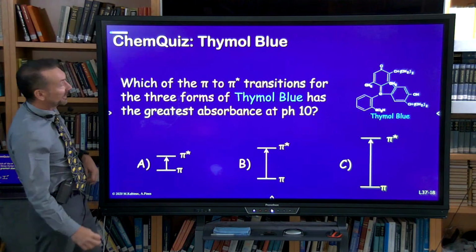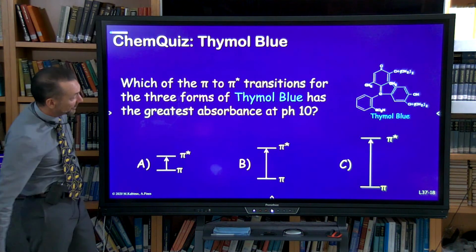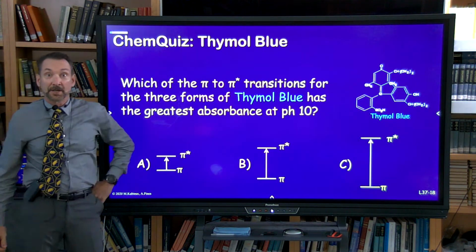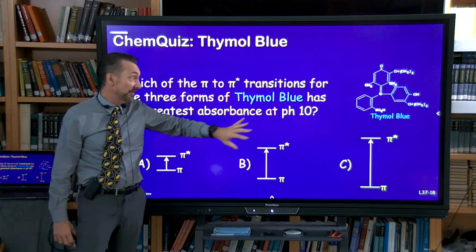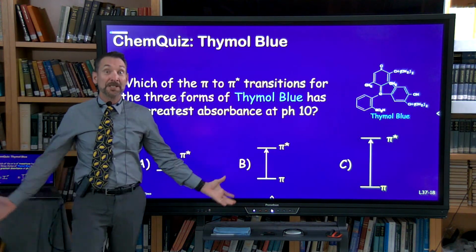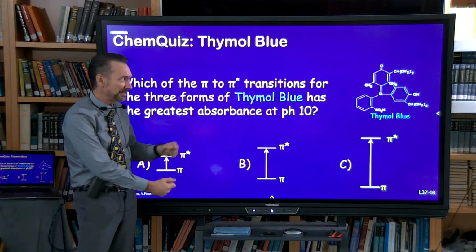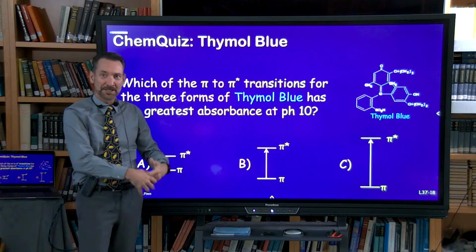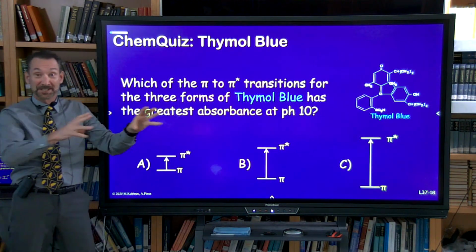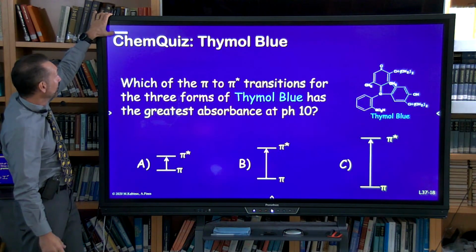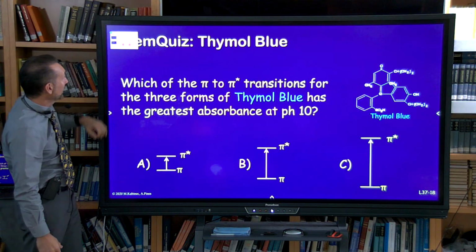Okay, let's come back together here. Push a button if you have not yet. There's 5 or 10 of you that have not pushed a button. Tell me what you're thinking. This is quite a challenging one and really going back. So we're talking about pi to pi star transitions. We're talking about acid-base chemistry, structure, absorption and emission. Oh my goodness, it's everything. So let's see what you're thinking about everything.